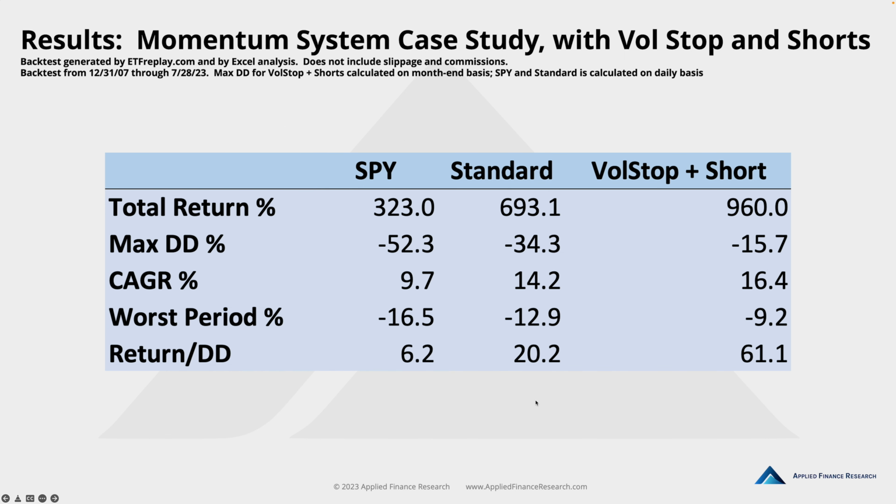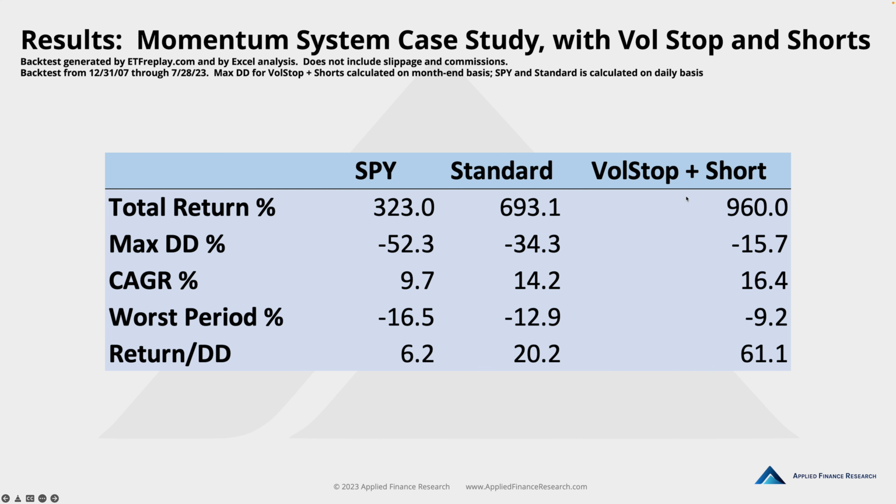Now, for the standard rule set, we have a total return of 693.1, more than double that of the S&P on only 60% of the S&P drawdown. The standard rule set has a compounded annual growth rate of 14.2% versus 9.7% for the S&P, and a return to drawdown ratio of 20.2, which is more than 3 times better than the S&P. So out of the box, this system has some excellent results as compared to the S&P 500.